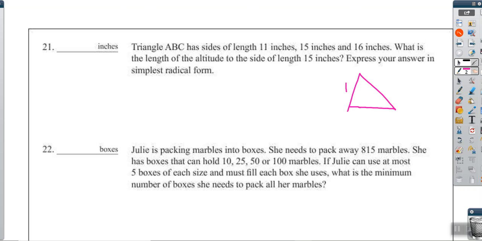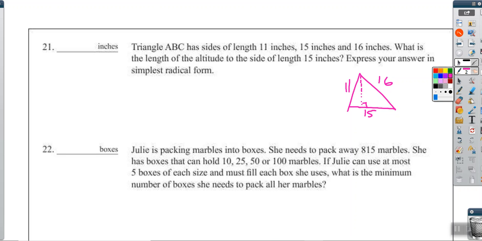So it's going to look something like this: 11, 15, what is the altitude of the side length? Okay, it's 15 and 16. What is the altitude? Now, the altitude is the perpendicular distance from the top of the triangle to the bottom of the triangle. And it says express your answers in simplest radical form.